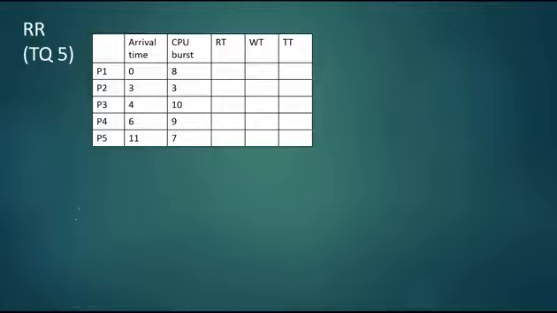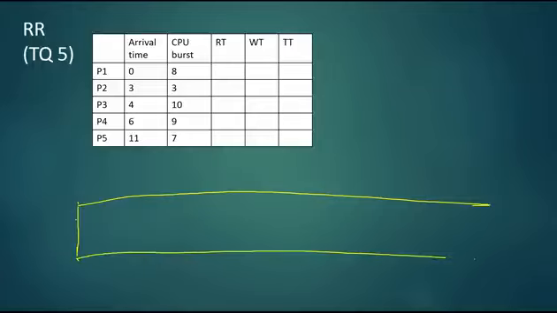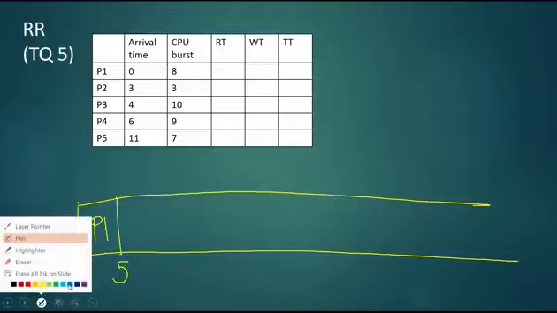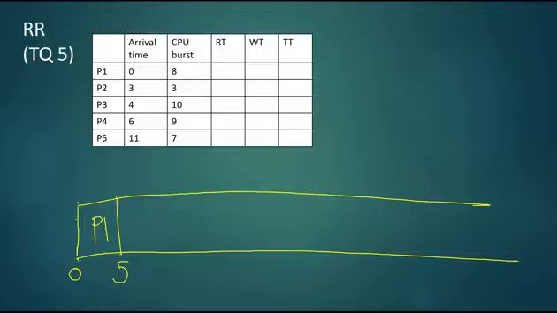So let's get started. This is our Gantt chart. We start at time 0, and since it's first come, first serve, we will start with P1, which arrived first. P1 has a CPU burst of 8, so it will be given 5 time units on the CPU, and at time 5, it will be preempted and go back into the ready queue, and we'll have 3 time units of CPU burst left.